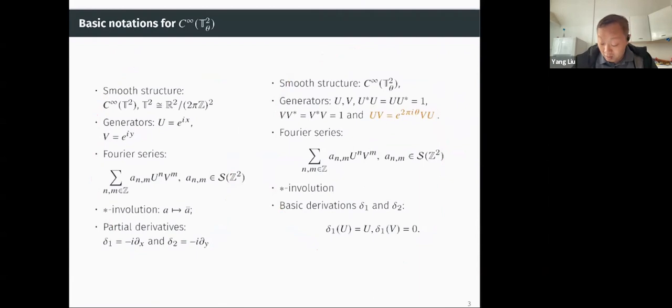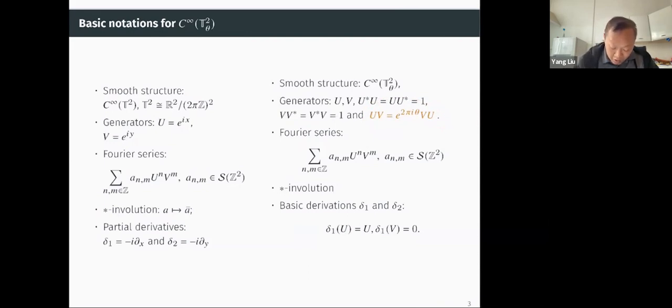If you take theta, the deformation parameter, to be 0, then U and V correspond to the coordinate functions on the two torus, e to the ix and e to the iy. Where the non-commutativity comes in is this Weyl commutation relation: UV is equal to lambda, which is e to the 2 pi i theta, times VU.